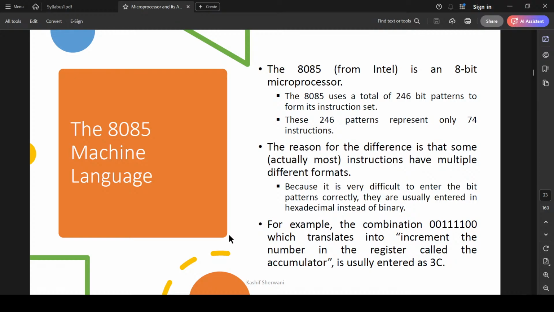Next, the 8085 machine code or machine language. This is talking about the 8085, the Intel 8-bit microprocessor. It uses 246 bit patterns, and we just discussed that there are 256 possible patterns. So it uses less than that, only 246 from the instruction set. These 246 patterns represent only 74 instructions. So these patterns mean 74 instructions.